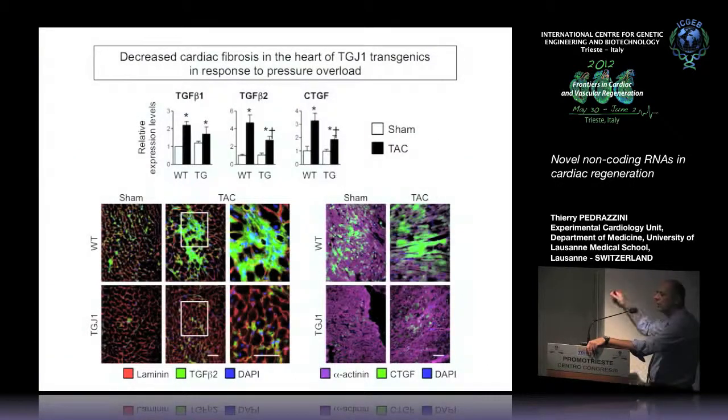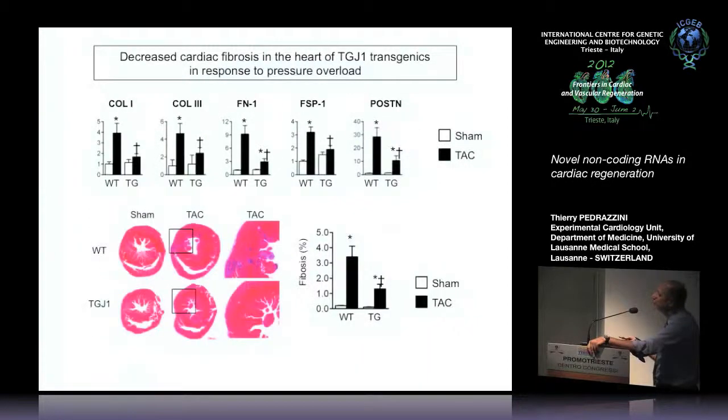Now, the other component of the response, fibrosis, is also decreased, and you have here staining for TGF-beta2 and CTGF. In wild types, it's evident that you have an upregulation of these two factors on stress, and this is not observed again in transgenic animals. And this is the quantification of the expression. Finally, there's also less fibrosis that develops in these animals. This is the wild type, this is the transgenic, and if you quantify fibrosis, you see that you have much less.